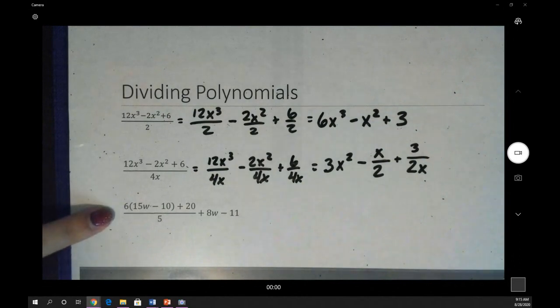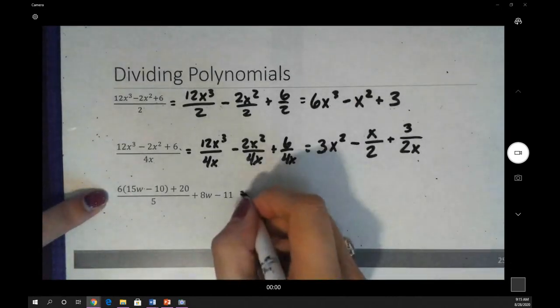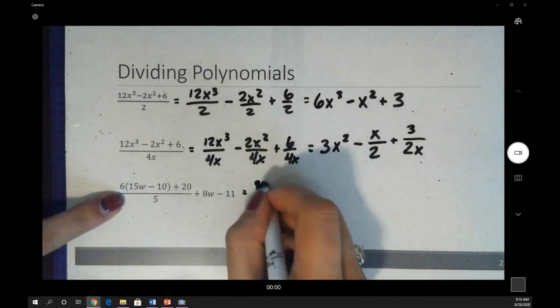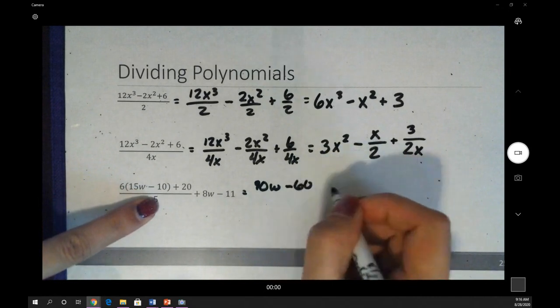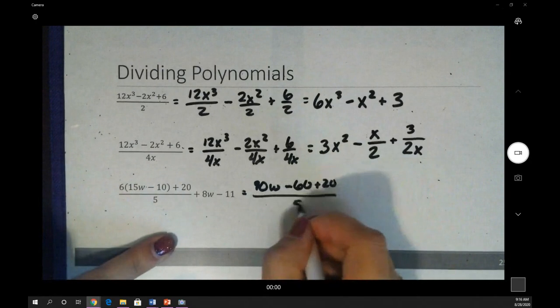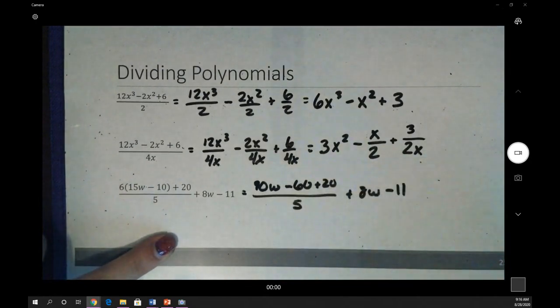This last one, we have 6 times 15w minus 10 plus 20 divided by 5 plus 8w minus 11. I'm going to start by distributing my 6 through the parentheses so we can really see what we're working with. So 6 times 15w is 90w. 6 times negative 10 is a negative 60. Plus 20 all over 5 plus 8w minus 11.